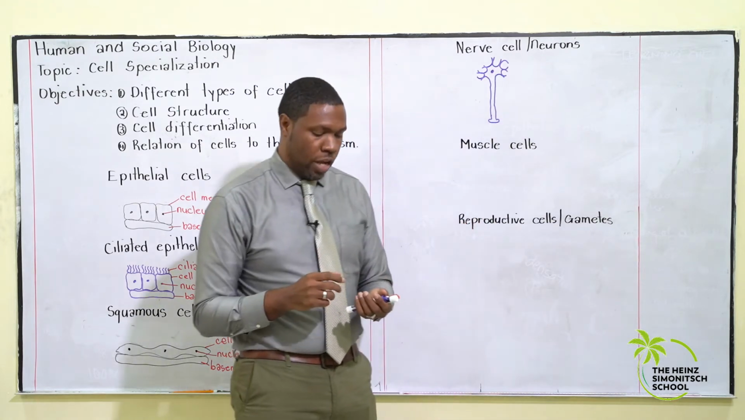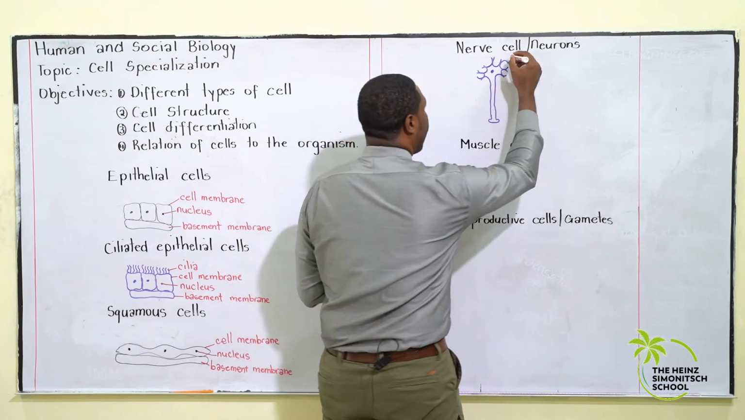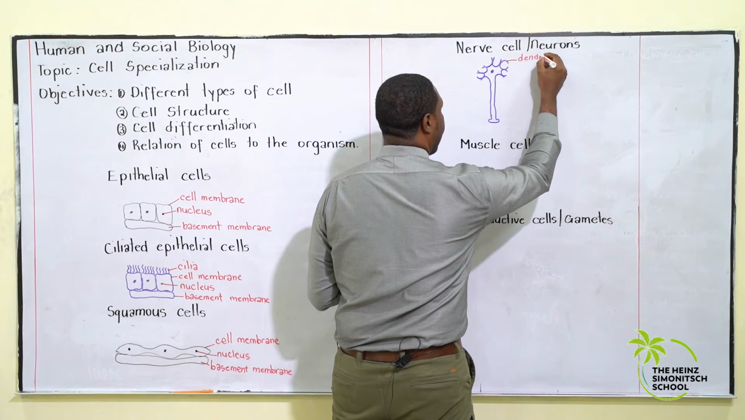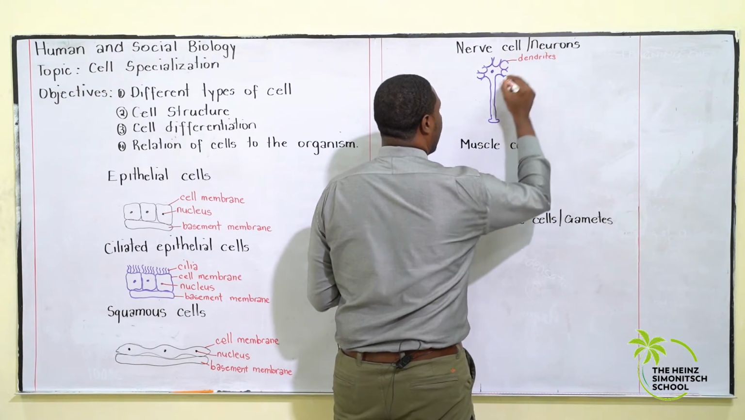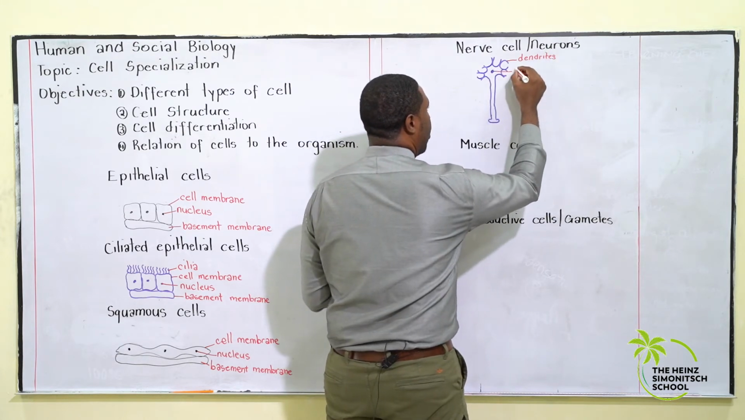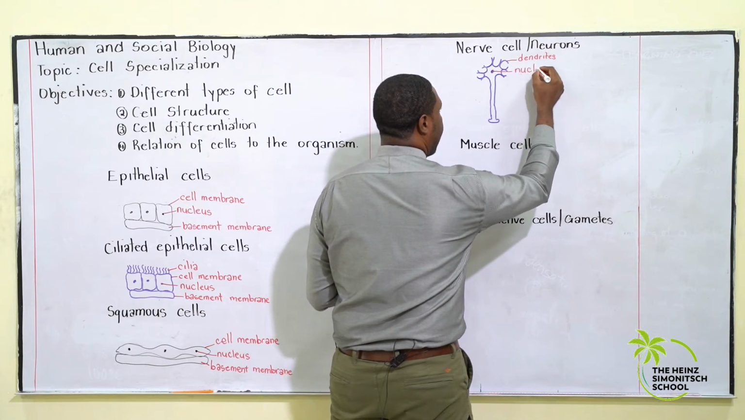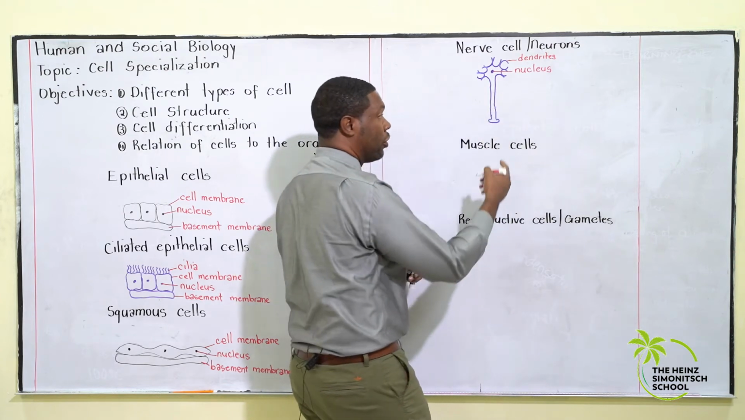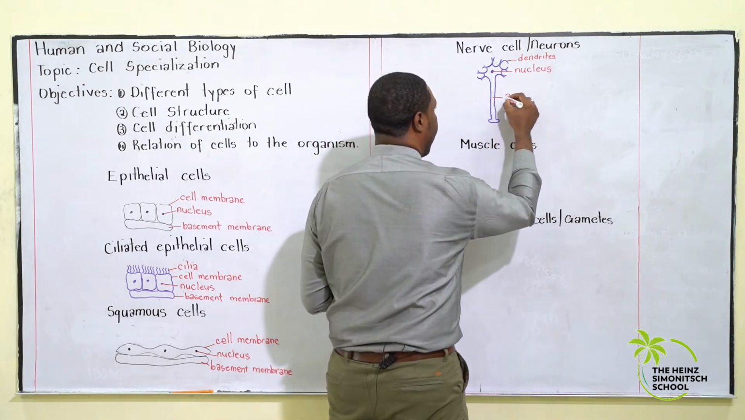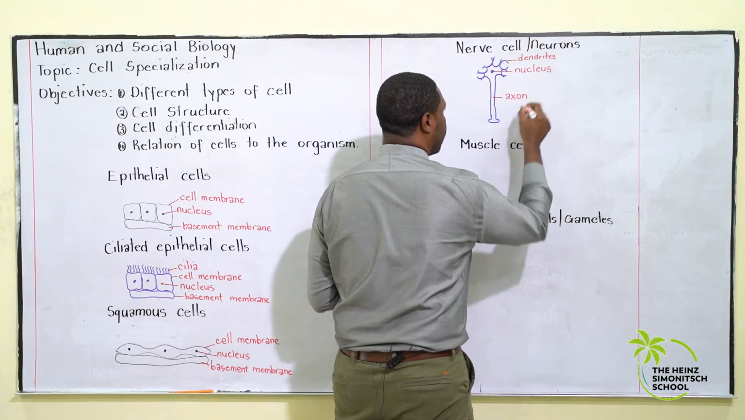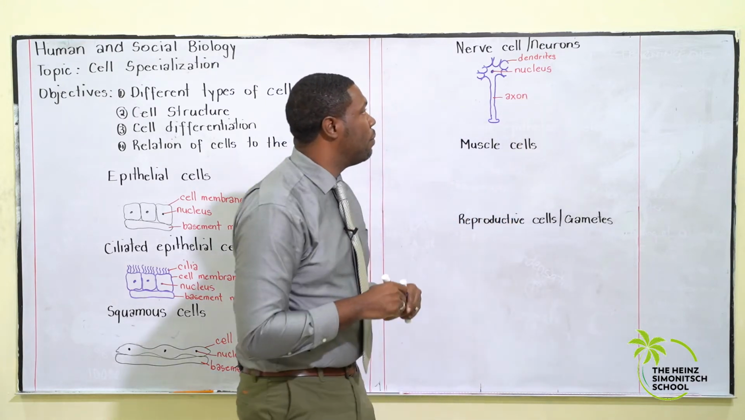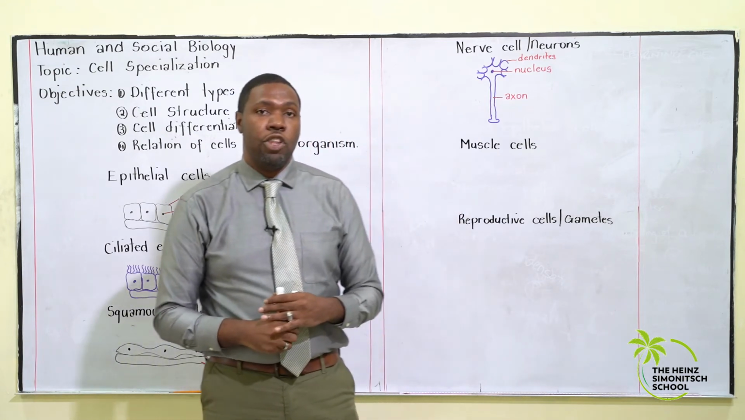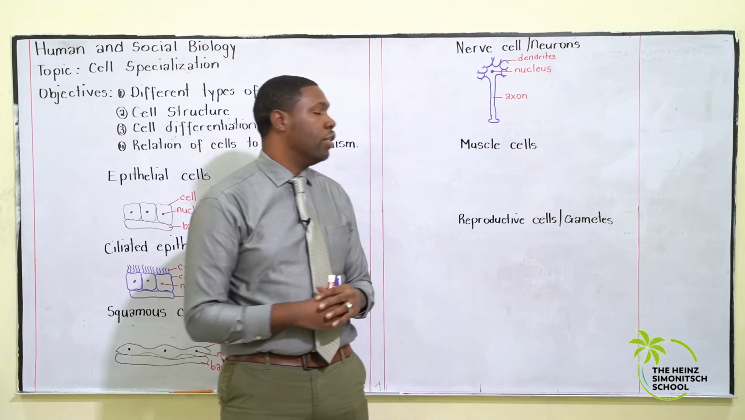All right, now let's label. We have the dendrites. We have the nucleus. We have this long tail-like structure coming down called the axon. And there you have it, students, a simple drawing of the nerve cell, also called neurons.